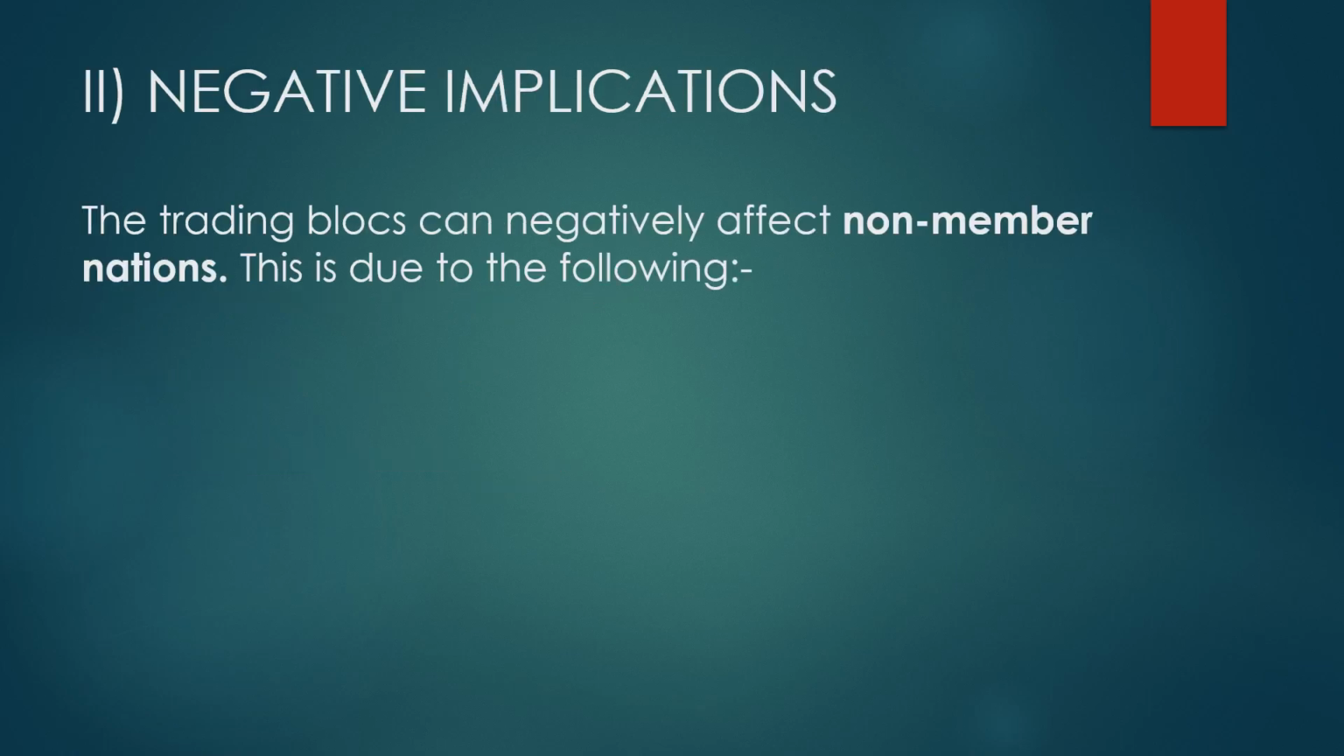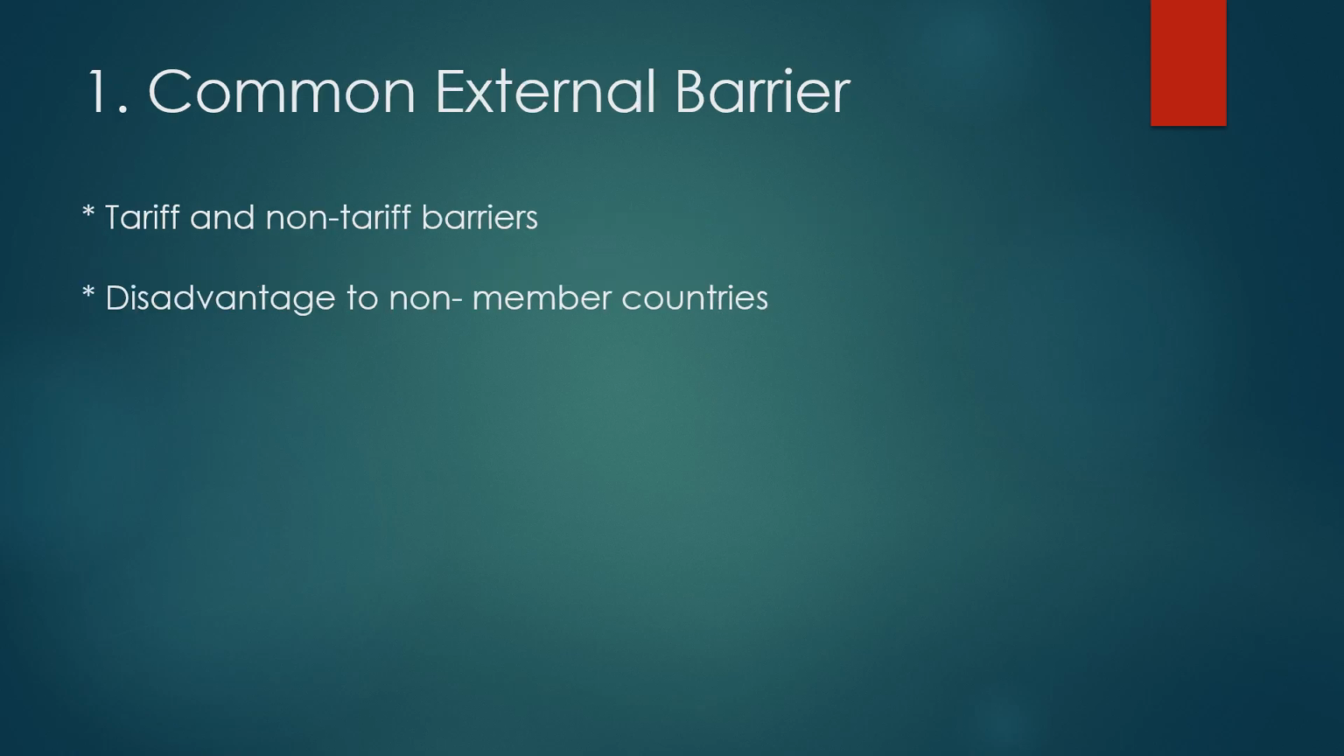Now let us understand the negative implications of trading blocs. The trading blocs can negatively affect the non-member nations, and this is due to the following. Common external barriers. The member countries of the trading bloc may impose common external barriers on non-members. The common external barriers may be in the form of tariff and non-tariff barriers. Due to such external barriers, the non-members stand at a disadvantage, and as such, their trade with trading member countries gets affected to a certain extent.